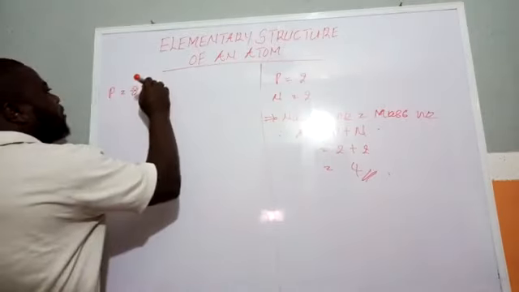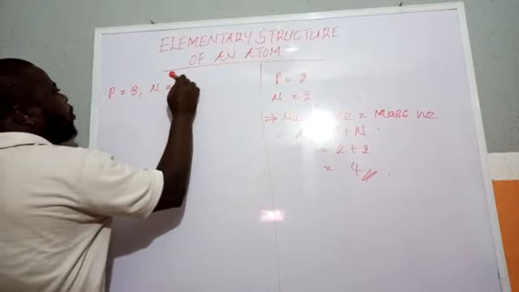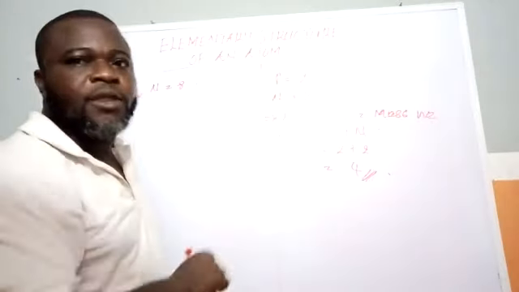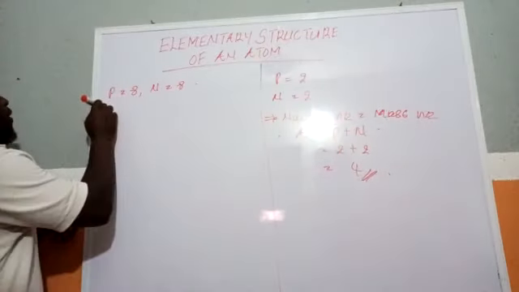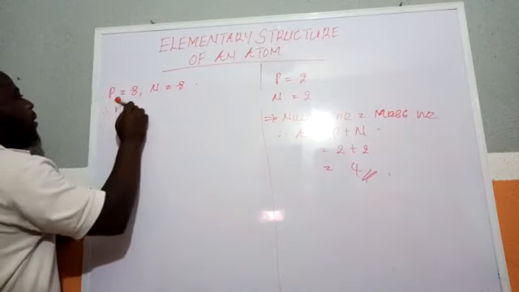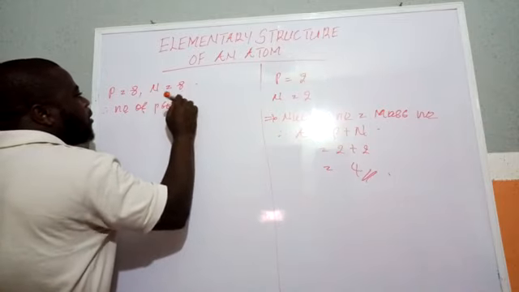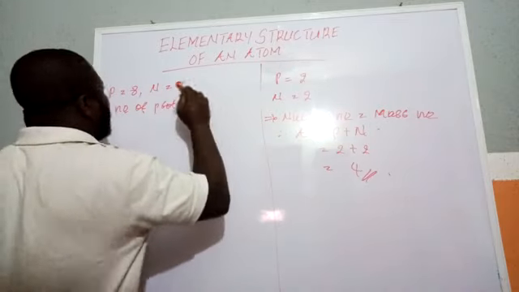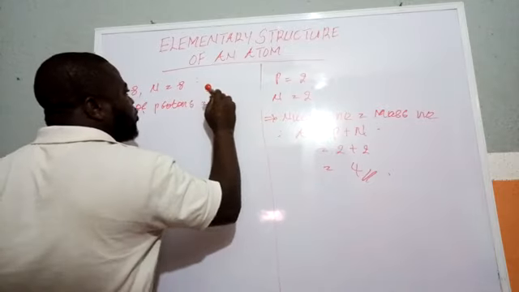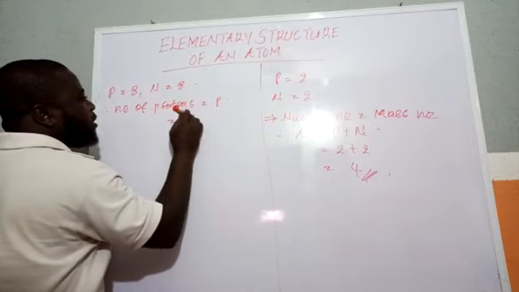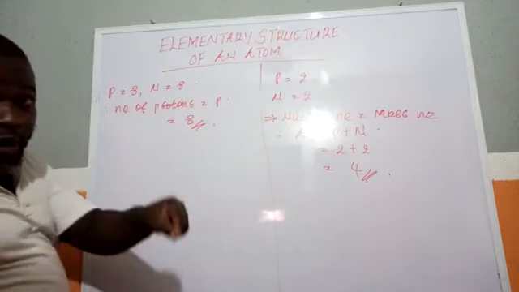The number of neutrons is also equal to 8. But now they are asking for the proton. They want to find the number of protons. So the number of protons is the same thing as the proton number, which is P. So at the end of the day, this is equal to 8. The number of protons is the same thing as the protons in the nucleus of oxygen.